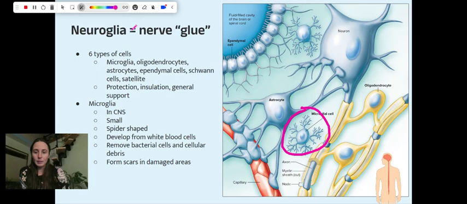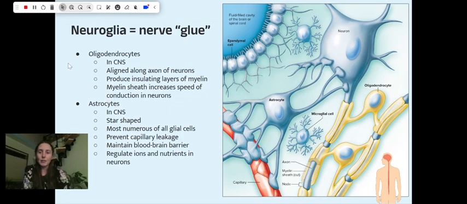This cell removes bacteria and other cellular debris. So if a cell dies and parts of that cell are around, it's going to remove that so it doesn't accumulate and cause any mess ups in our system. This is also what would form scars in any damaged areas in our nervous system. So my favorite, the little helper ones, make sure our nervous system doesn't have any bad bacteria around. Thanks to those microglia.